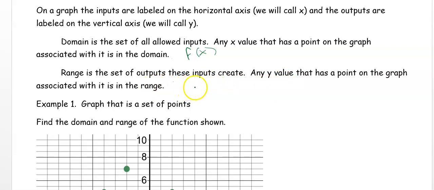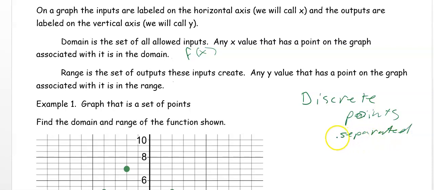So there are 2 basic types of domains and ranges we're going to look at here. One is what we call discrete, and that would be points, not paints, points, and they're separated. There's no line connecting the points. The other type would be continuous. That means there's a line connecting the points, and we couldn't possibly list all the x values. So just keep that in mind.